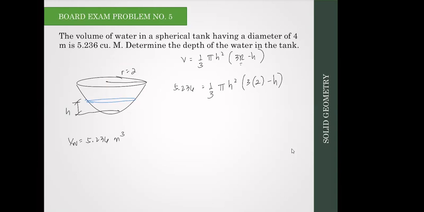Okay? Then simplify natin to. So we have 5.236 times 3, divide natin ng pi. Para 5.236 times 3 over pi. Okay, so we have 5 is equals to 6h squared minus h cubed. Okay, so we have h cubed.